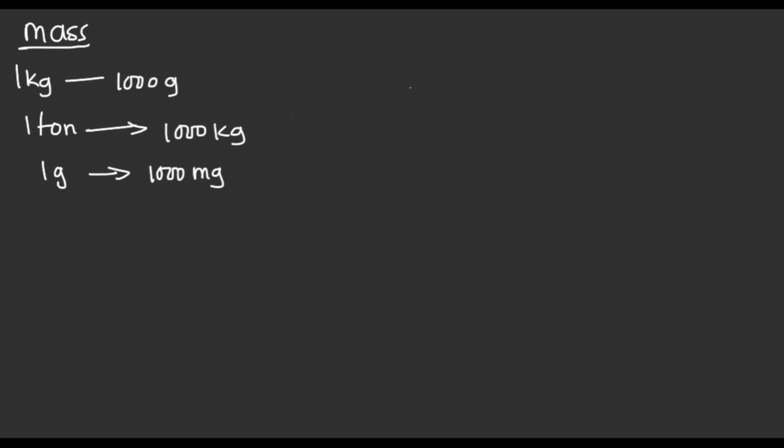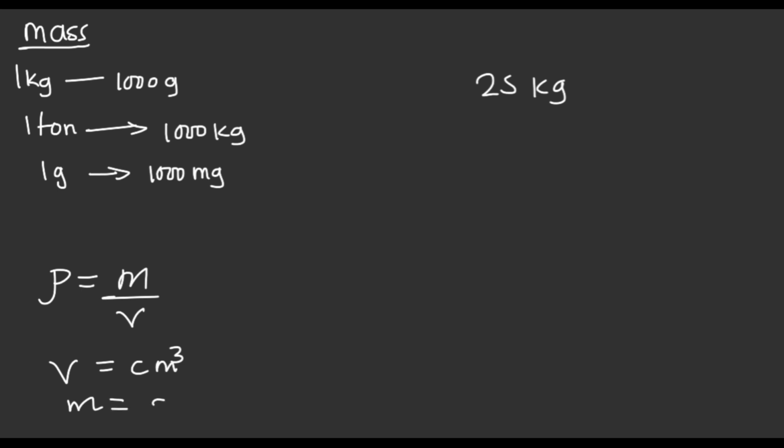So with this, how can we convert 25 kilograms into grams? For example, let's say you are told to find density, and we know that density is equal to mass divided by volume. So let's say the volume given is in cubic centimeters. If the volume is in cubic centimeters, then the mass must be in grams. So how can you convert these kilograms into grams so that the units are able to match? So this is what we are going to do.